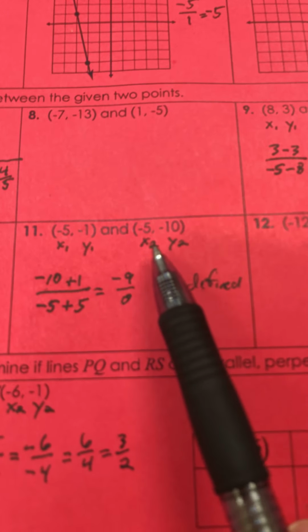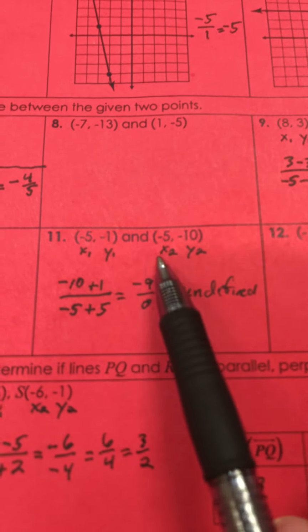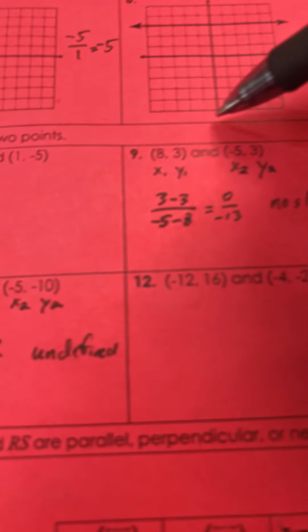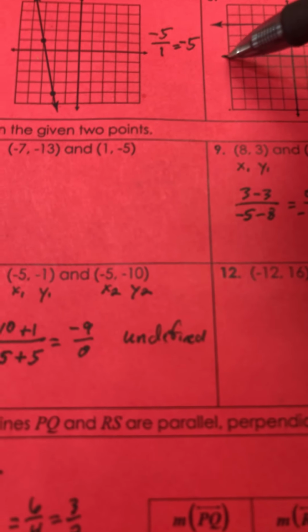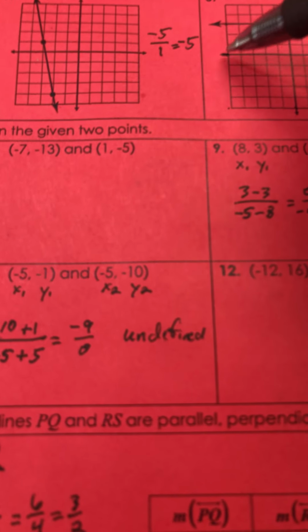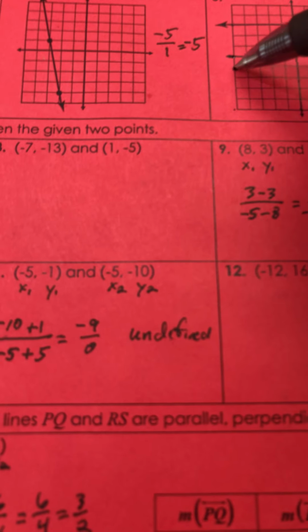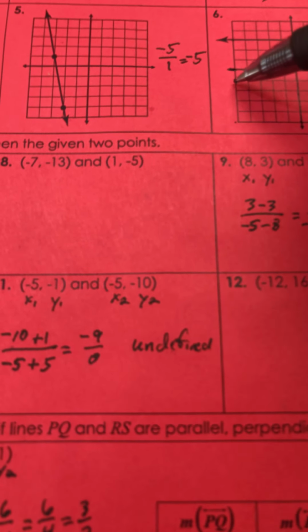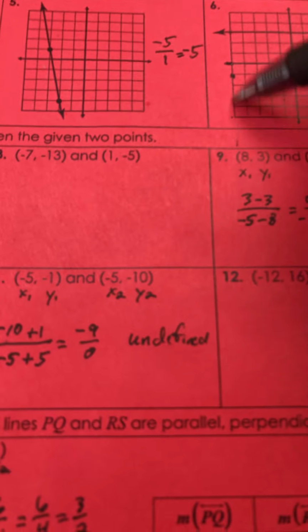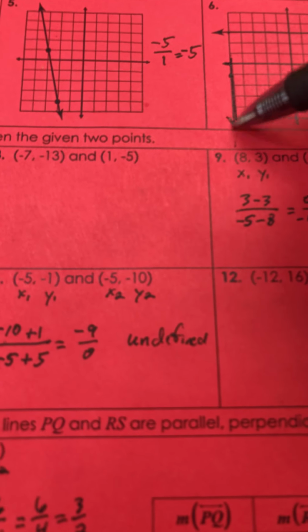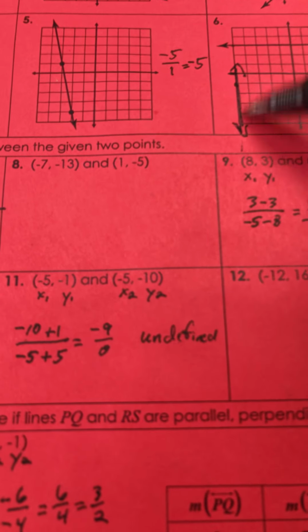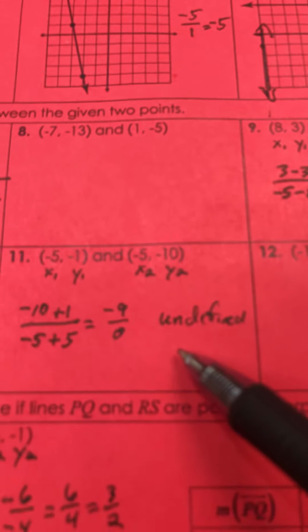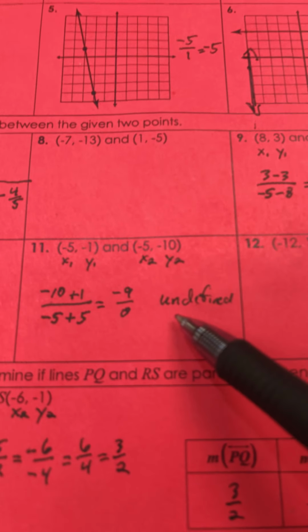But, understanding this a little bit better, negative 5. So if I use this graph again, both of these are going to be where x is negative 5. The first one is -1 for the y value, and the other one is negative 10, so way down here. So they're right on top of each other. So it's going to be a vertical line like this. I'm just using this graph up here to explain this. So that's why it's undefined. It's going to be a vertical line.